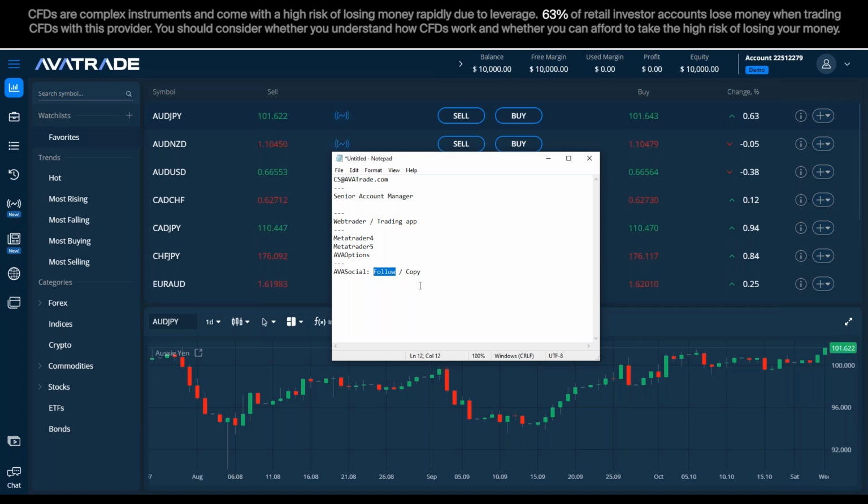It's done by hand. But the copy function allows you to also get the messages with the positions, but the trades are executed automatically. Positions are opened automatically as soon as the trader that you're copying is trading. So your account will behave the same way.